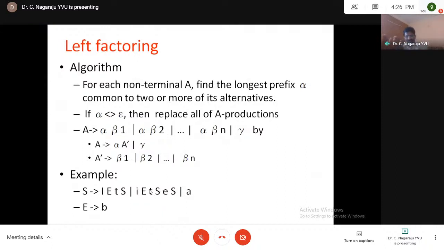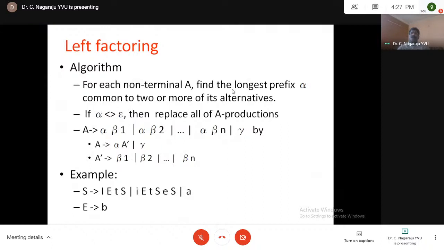You understand the first definition. Left factoring means that if one non-terminal variable has more than one production, and those productions have some common terminal or non-terminal symbols in sequence, then it is called left factoring. For each non-terminal A, find the longest prefix alpha common to two or more of its alternatives.